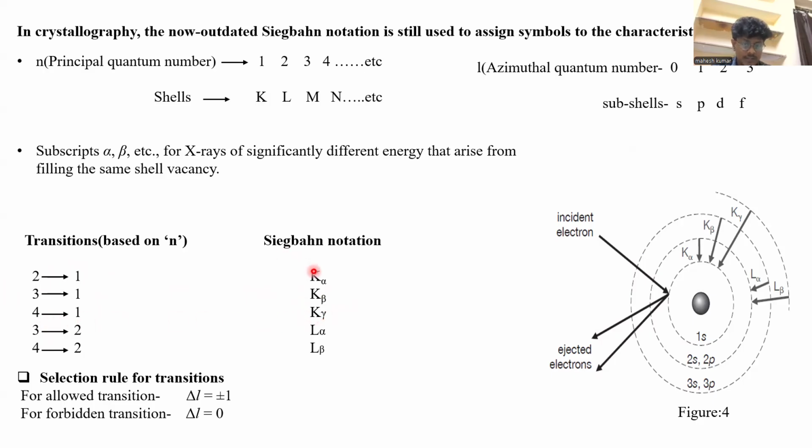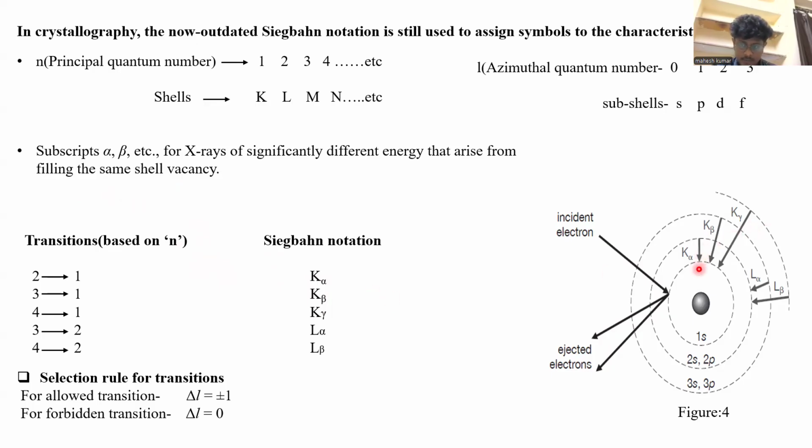And what is the subscript alpha, beta, gamma? The subscript alpha, beta, gamma represents these significantly different energies that arise from filling the same shell vacancy. It means the energy of the K alpha, K beta, and K gamma lines is different. However, they all fill the same shell vacancy, the K shell.